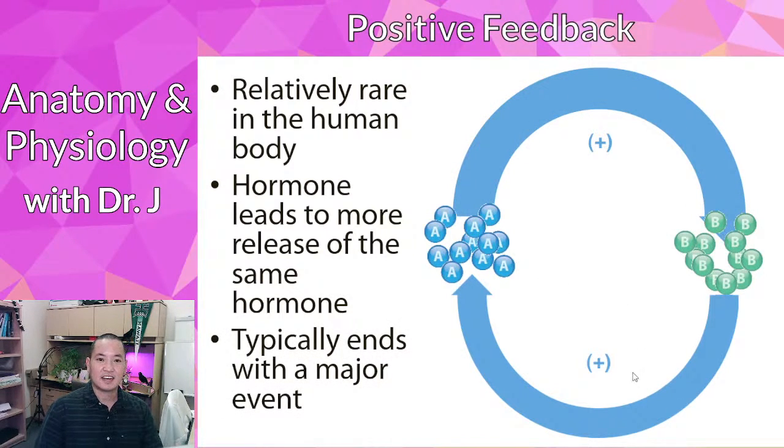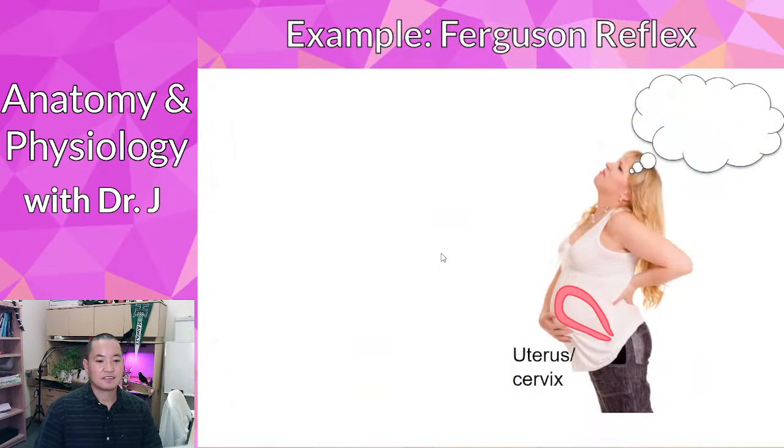And then, how do you shut this off? Does this keep spiraling out of control? Well, usually it ends with a major event, and what that event is depends on what you're talking about. Now, an example of this is the Ferguson reflex.